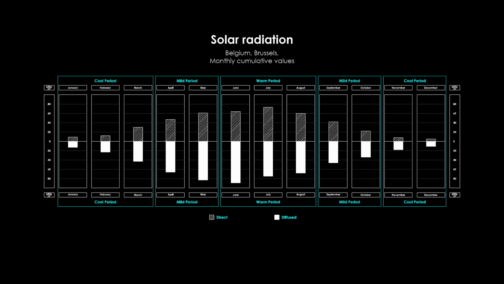Now let's turn our attention to solar radiation. For that, let's look at this graph, which shows the average monthly cumulative values throughout the year, broken into 2 components. The direct, which is the one going above the zero, and the diffuse, which are the values below our zero. These values are in kilowatt hours per square meter.